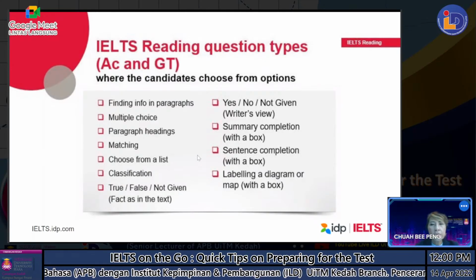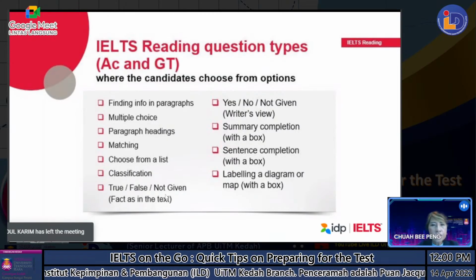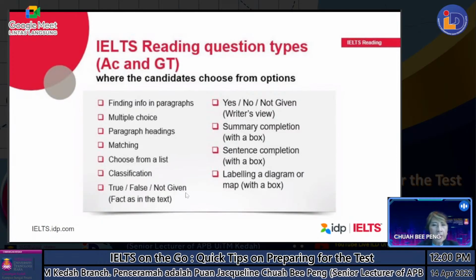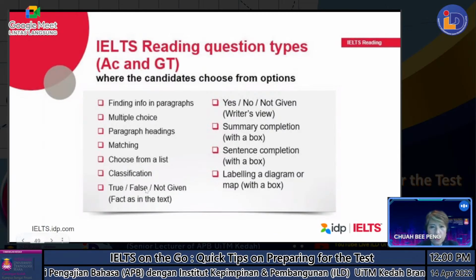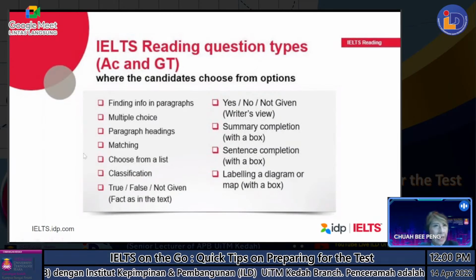Okay? Yeah, and another interesting type is the true, false, not given question. Also confusing, because candidates always get confused between true, false, and not given. They say, hey, not given meaning false lah. No, it's not like that. Not given means you cannot find any information in the text that supports that statement. Therefore, it's not given. You can't be sure whether it's true or false. But false means it says yes in the text, but it says no in the question. So that statement in the question is false. Okay, that's the way.